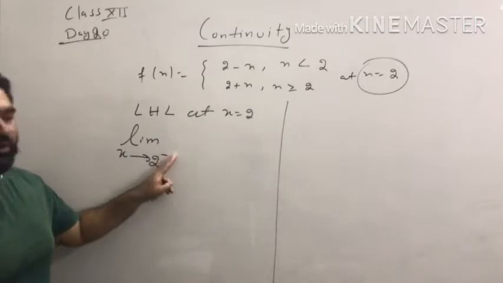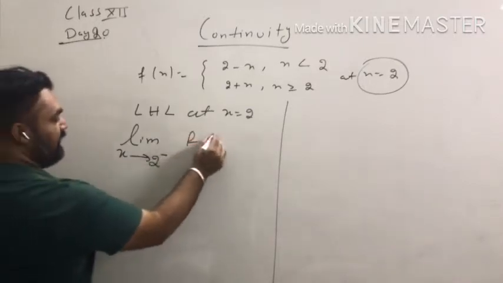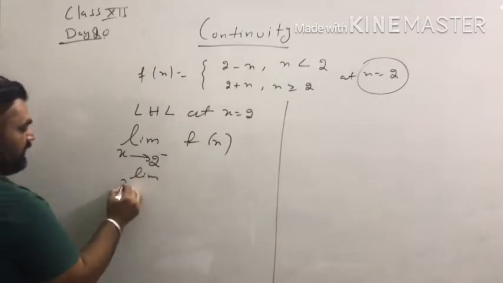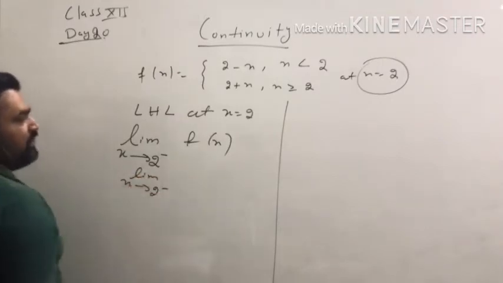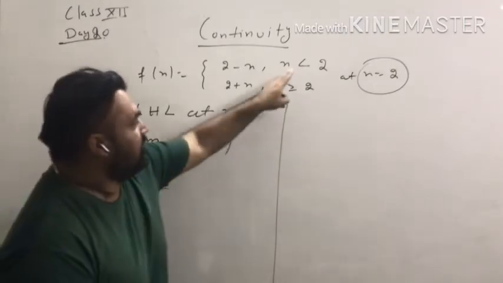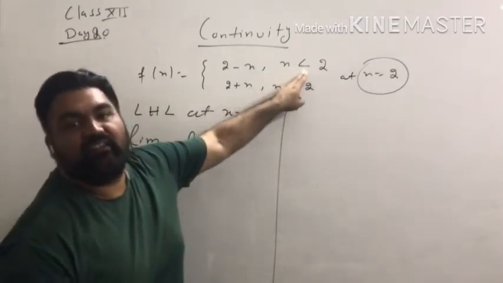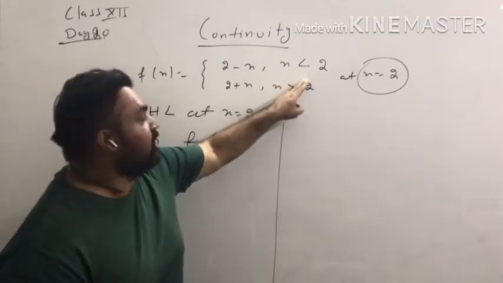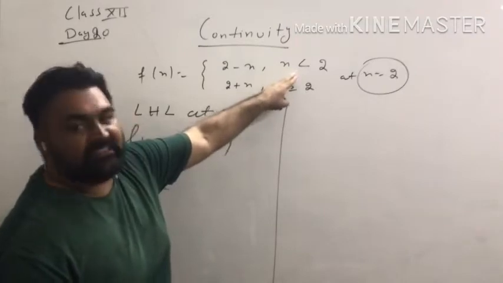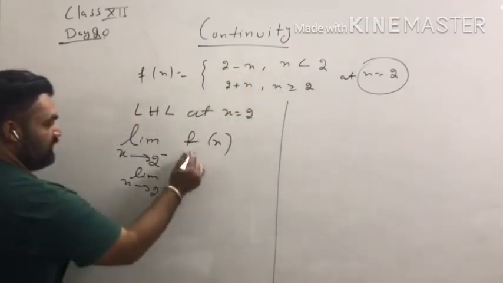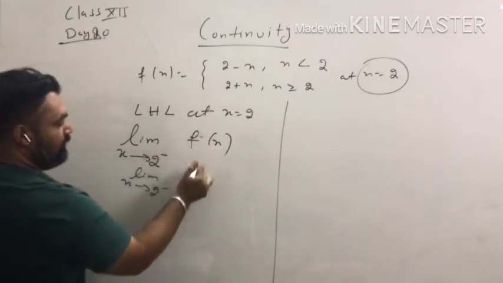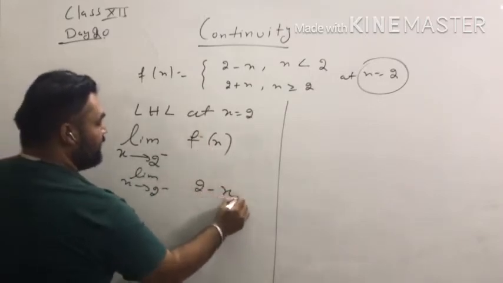Limit x tends to 2 minus f(x). Now what is f(x)? When x tends to 2 minus, it means less than sign. 2 plus means greater than sign. So 2 minus means the function is 2 minus x. So the value of f(x) is 2 minus x.